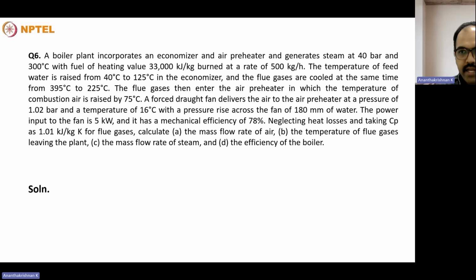The flue gases then enter the air preheater, in which the temperature of the combustion air is raised by 75 degrees Celsius. A forced draught fan delivers the air to the air preheater at a pressure of 1.02 bars and a temperature of 60 degrees Celsius, with a pressure rise across the fan of 180 millimeter of water. The power input to the fan is 5 kilowatt and it has a mechanical efficiency of 78%. We need to neglect the heat losses and take Cp as 1.01 kilojoule per kilogram Kelvin for flue gases. Calculate the mass flow rate of the air, the temperature of flue gases leaving the plant, the mass flow rate of the steam, and the efficiency of the boiler.